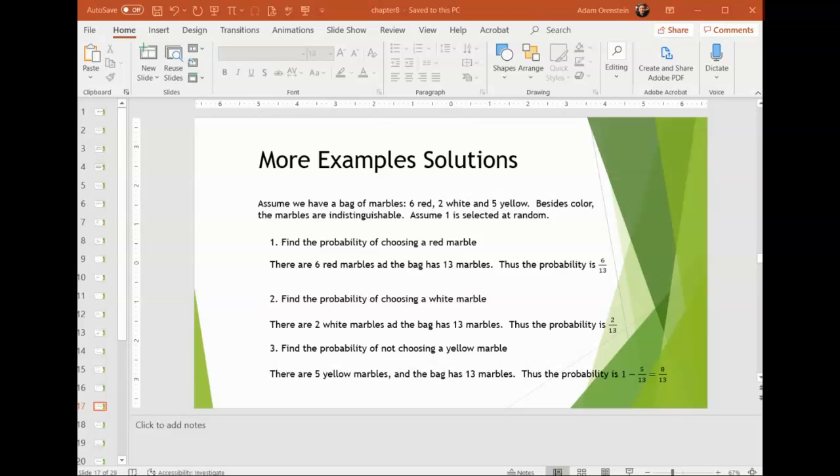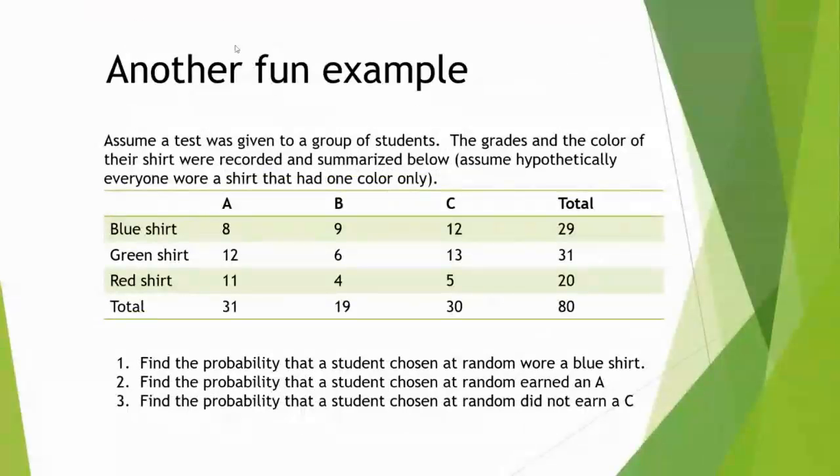All right. There's another example I want us to do. This one I did with my other class, so I figured I'll do it with you guys as well. Not to say you can't handle it. Here we go. I know this is kind of a weird one. Let's assume that a test was given to a group of students. We recorded the grades, and we recorded what color shirt they were wearing. We're summarizing all that below. I know it's kind of silly, but we're assuming that everyone had a shirt that only had one color on that day.